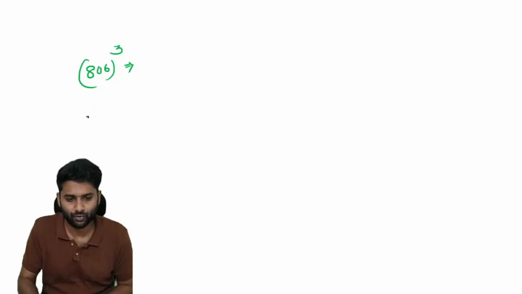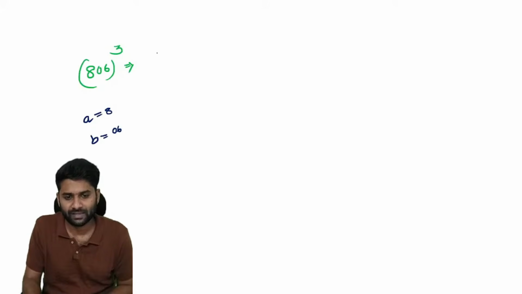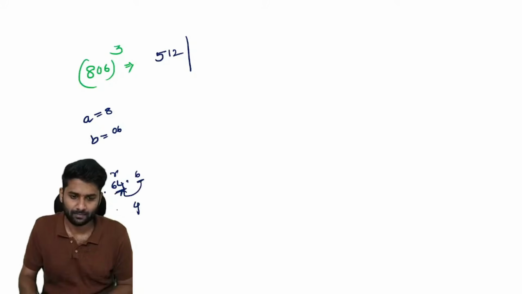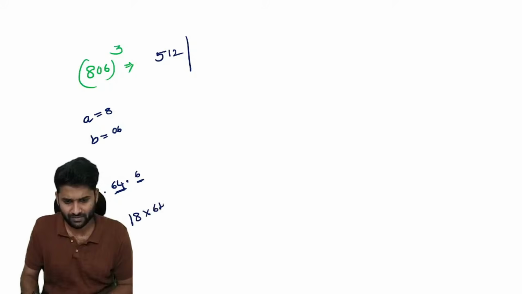512, right? So here A consider 8, B consider 6. Now 8 cube is 512. 3A square B: 3 into A square is 192 and B is 6. Now see, 192 is multiplied with 6. Otherwise, you can split it as 2 digit into 2 digit. So it's about 18 multiplied with 64.